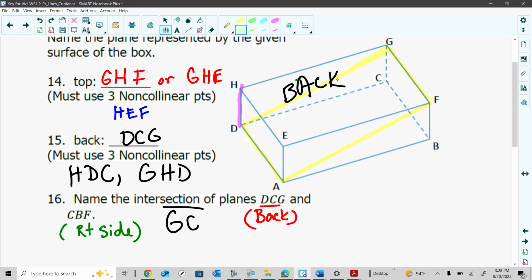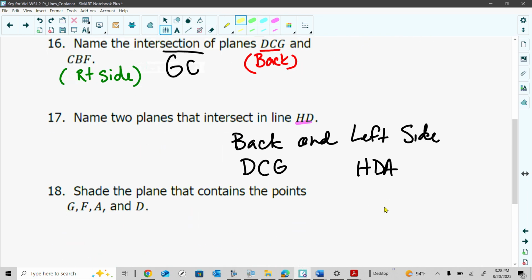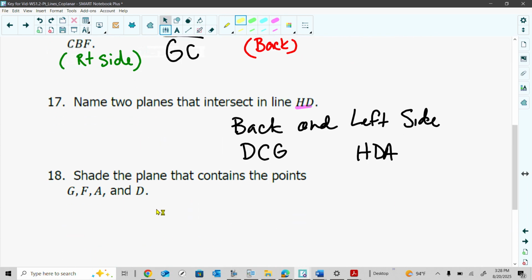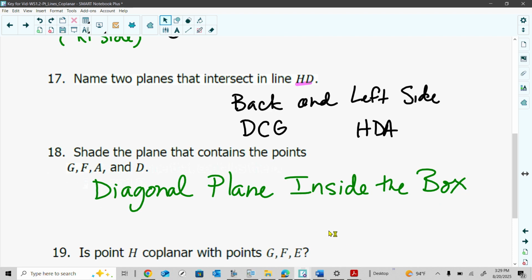Sorry. And so hopefully you see that this is a diagonal plane inside the box, right? It's like a little ramp that would be formed inside the box. Let me just make a note of that. See, we got a diagonal plane inside the box. So add that to your paper.